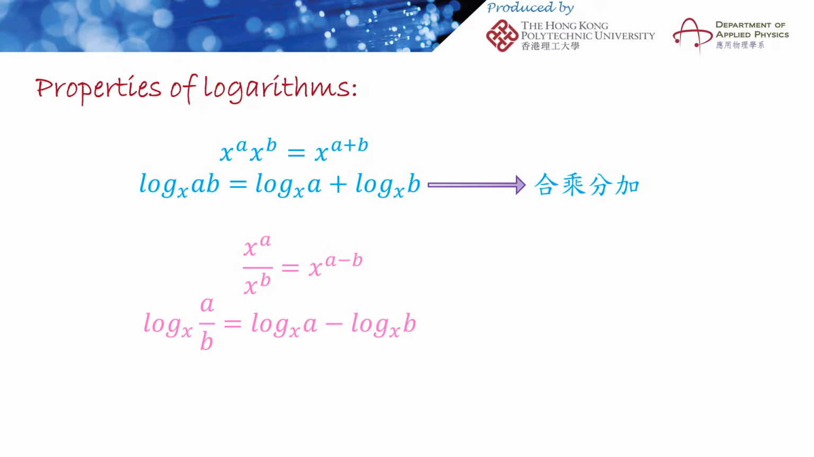How about division? When x to the power a is divided by x to the power b, they are the same base. The answer is equal to x to the power a minus b. And this time we will write log base x of a over b is equal to log base x of a minus log base x of b. There is another phrase for you to remember these properties. 合除分減, 合除分減.